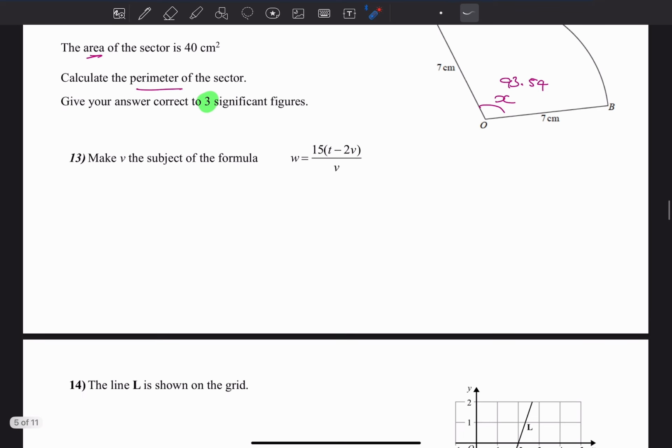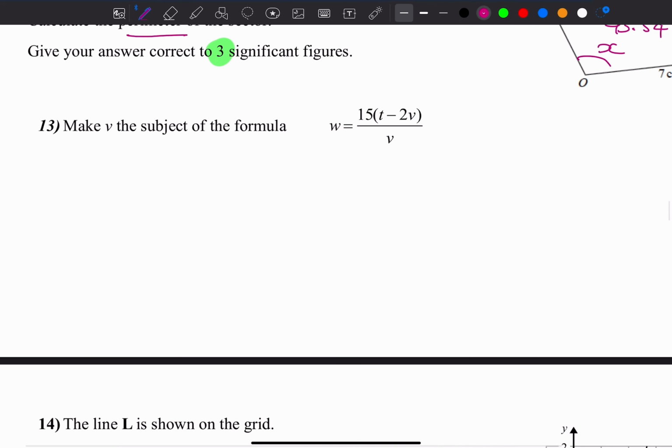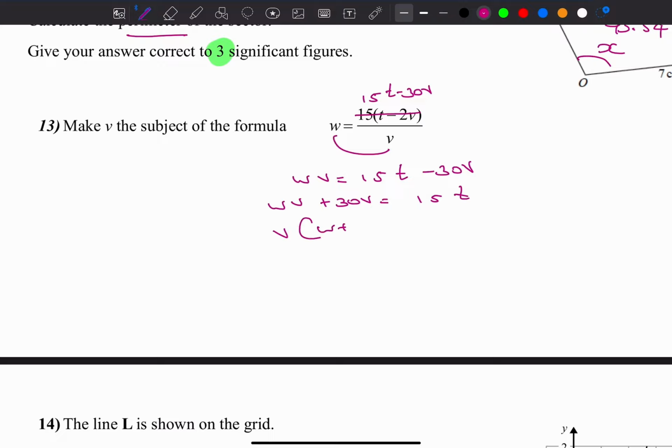Cool. Make v the subject. First expand the top bit: 15t minus 30v. Okay, wv equals 15t minus 30v. Bring the v's to one side: wv plus 30v equals 15t. Take the v common: v times w plus 30 equals 15t. You don't want this, so divide by it. v equals 15t over w plus 30. That's the answer. Okay.